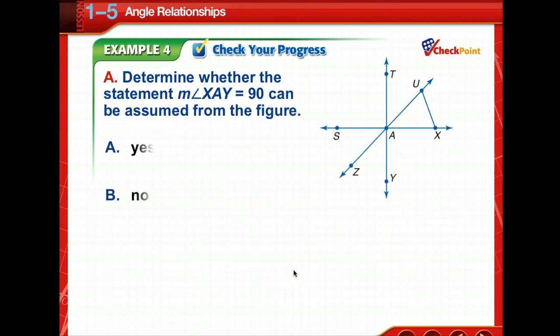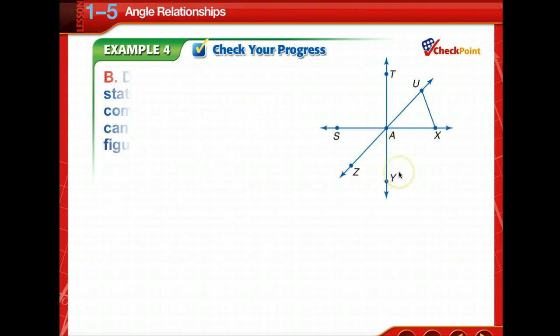So time to check your progress. You've got 3 to work here yourself. So pause for a moment and tell me, can you determine whether the statement, the measurement of angle XAY is equal to 90, can it be assumed from that figure? No, it cannot. It's not marked with a perpendicular showing that that's a 90-degree angle. So we can't assume that.